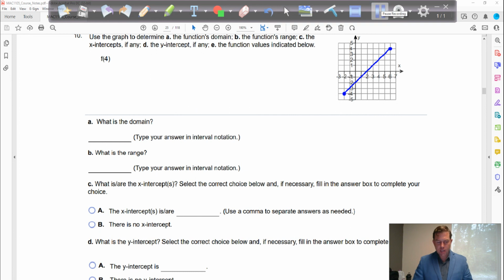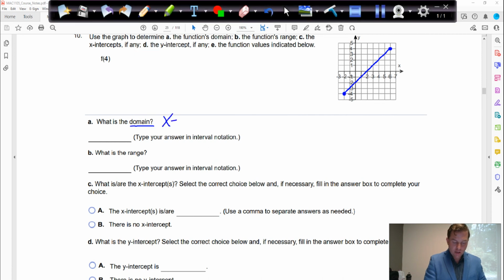Okay, now for 10, the last 3, they're going to give us the graph, and we have to answer some questions about it. So let's start with domain. The domain is the x values that it can take on. Now to do this, you're just considering left to right.